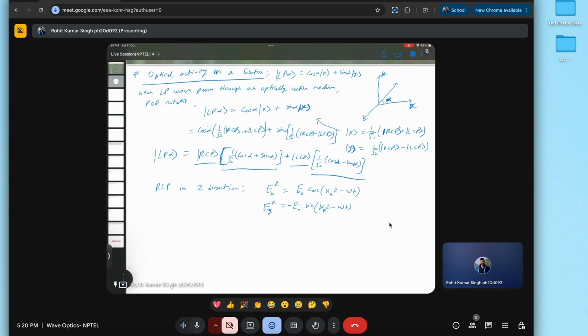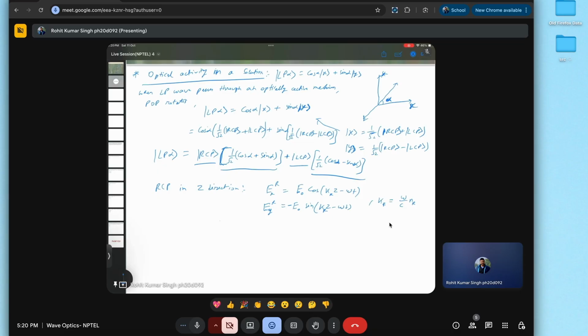Square them and add them. Okay, so yeah, this represents a right circularly polarized wave which is moving in z direction, and here this kr is the wave vector, r is for right circularly polarized wave, which is given by w by c nr. So nr is the refractive index for the right circularly polarized wave, for the RCP.